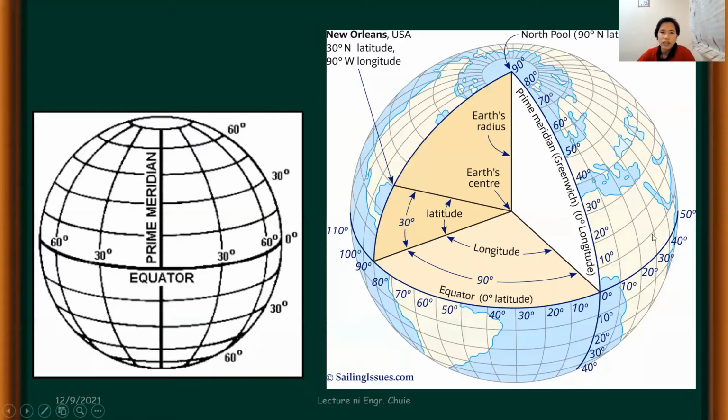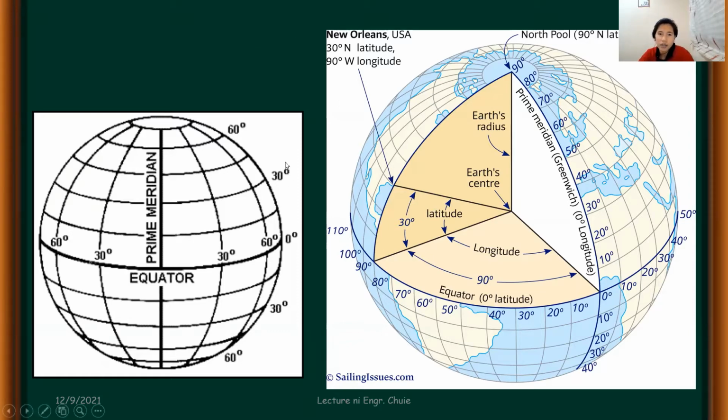If you can see, this is the figure of the Earth. This is called the terrestrial sphere, because we also have the celestial sphere, which encompasses the heavenly bodies, the stars, the sun, the other planets, and we have the celestial longitude and the celestial latitude. But let's just focus on the terrestrial sphere, so sa Earth muna.